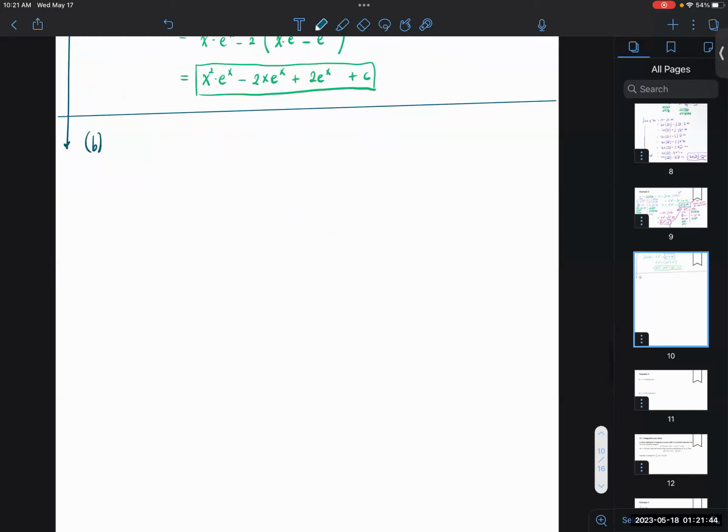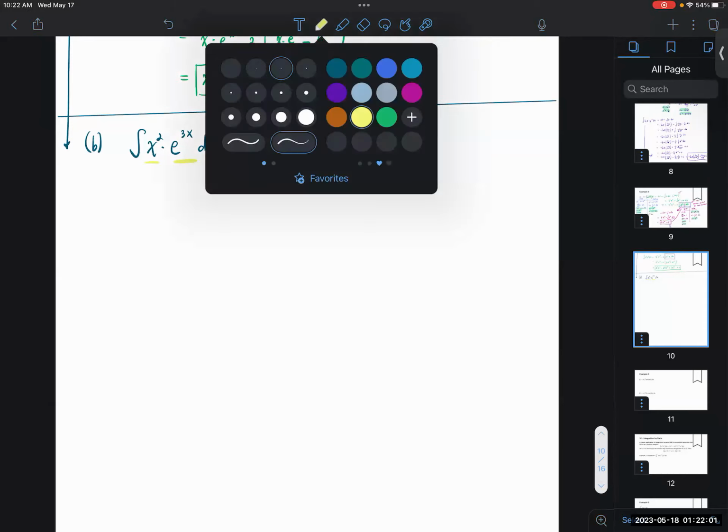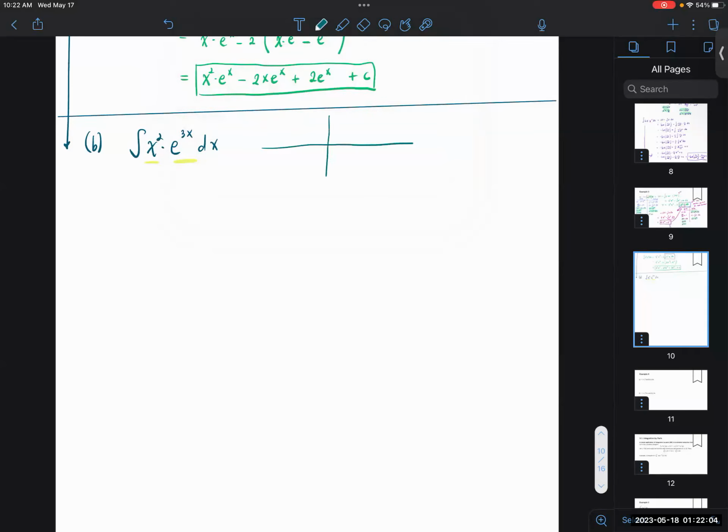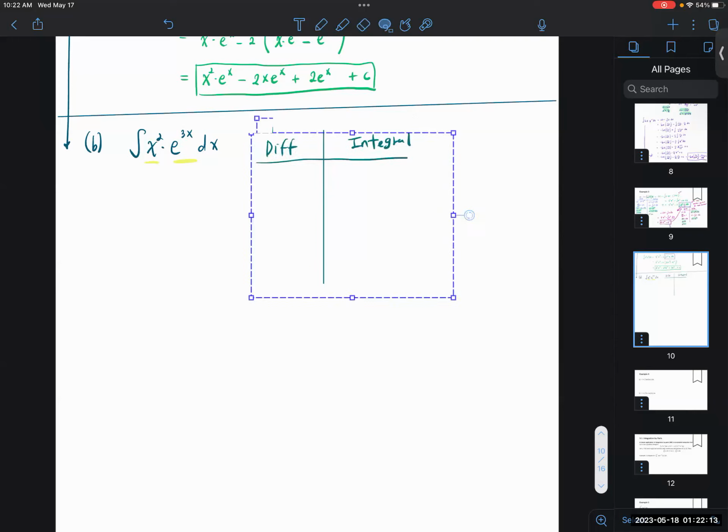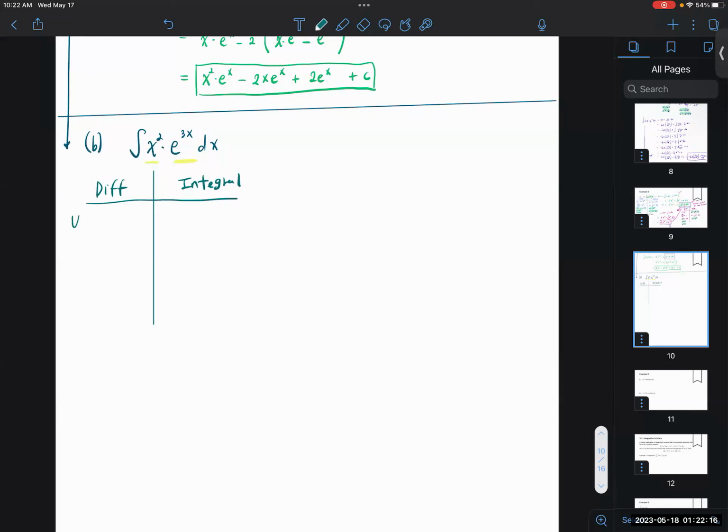So if I write down the question, taking the integral, again you have a product of two functions, x squared and e to the 3x. So I definitely see the two functions, and x squared has the priority. So that's gonna be my u. Let's just take the differentiation and integral. So we know u equals x squared. So du over dx is 2x. So du will be 2x times dx.